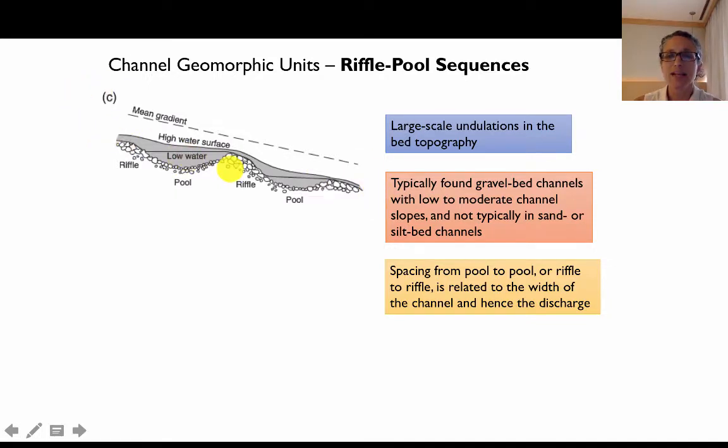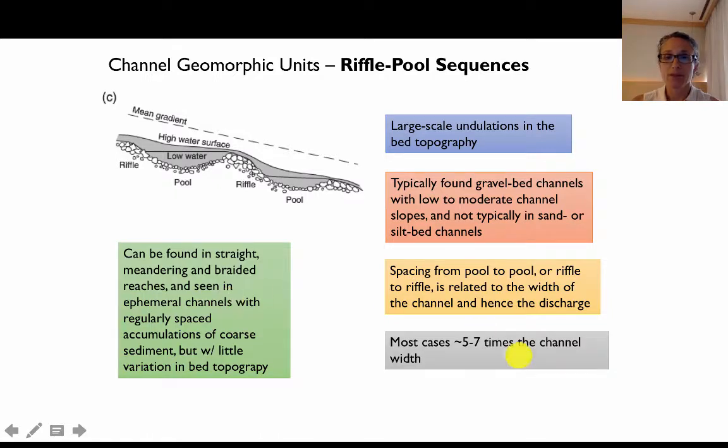The spacing between each pool riffle sequence, or riffle-pool sequence, so from pool to pool or riffle to riffle, is proportional to the width of the channel, which is proportional to the discharge. So the higher the discharge in a channel, then the wider the spacing between pools and riffles will be. Kind of a rule of thumb is that spacing is about 5 to 7 times the channel width.